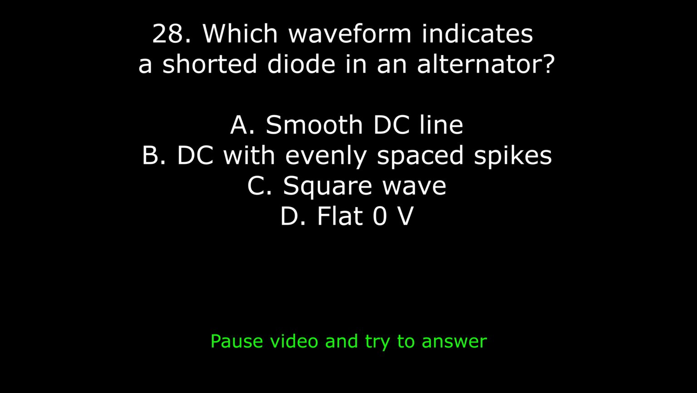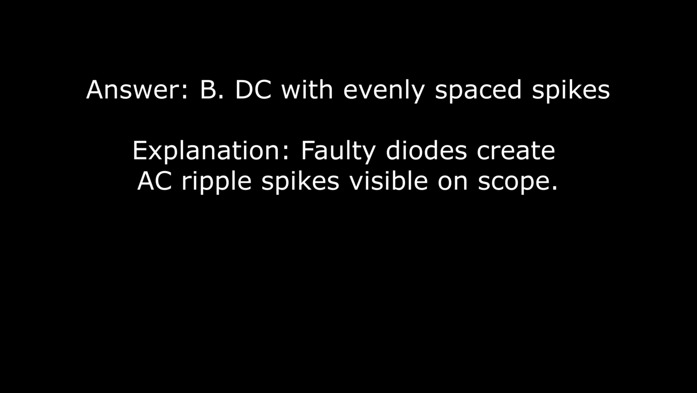28. Which waveform indicates a shorted diode in an alternator? A. Smooth DC line. B. DC with evenly spaced spikes. C. Square wave. D. Flat 0 volts. Answer: B. DC with evenly spaced spikes. Explanation: faulty diodes create AC ripple spikes visible on scope.